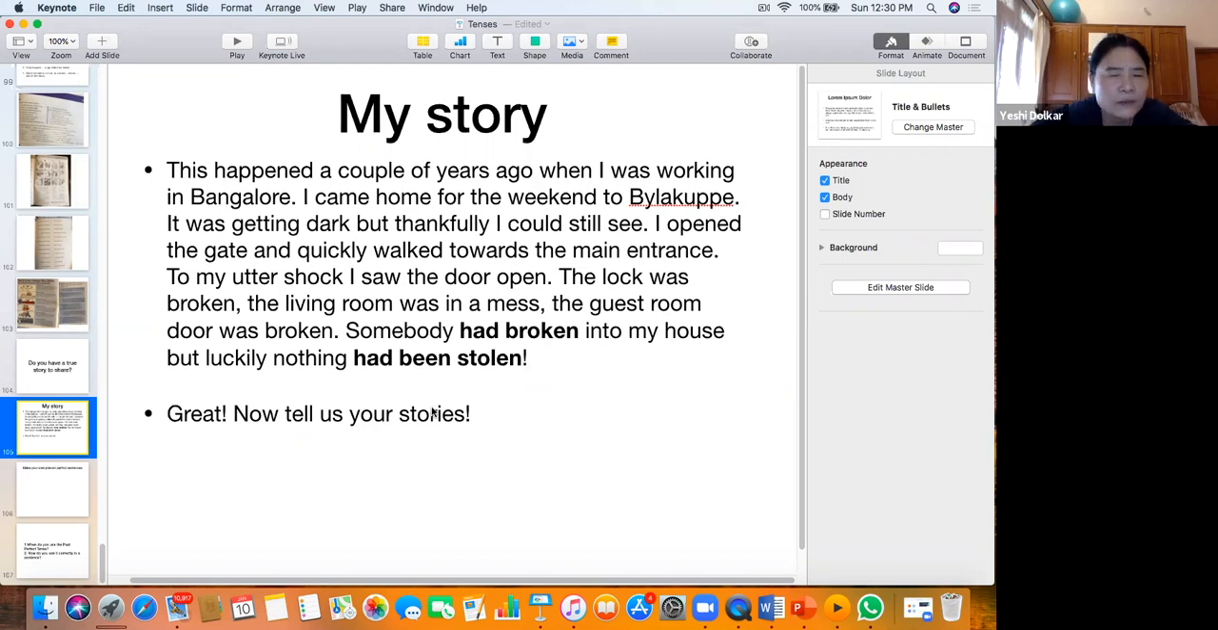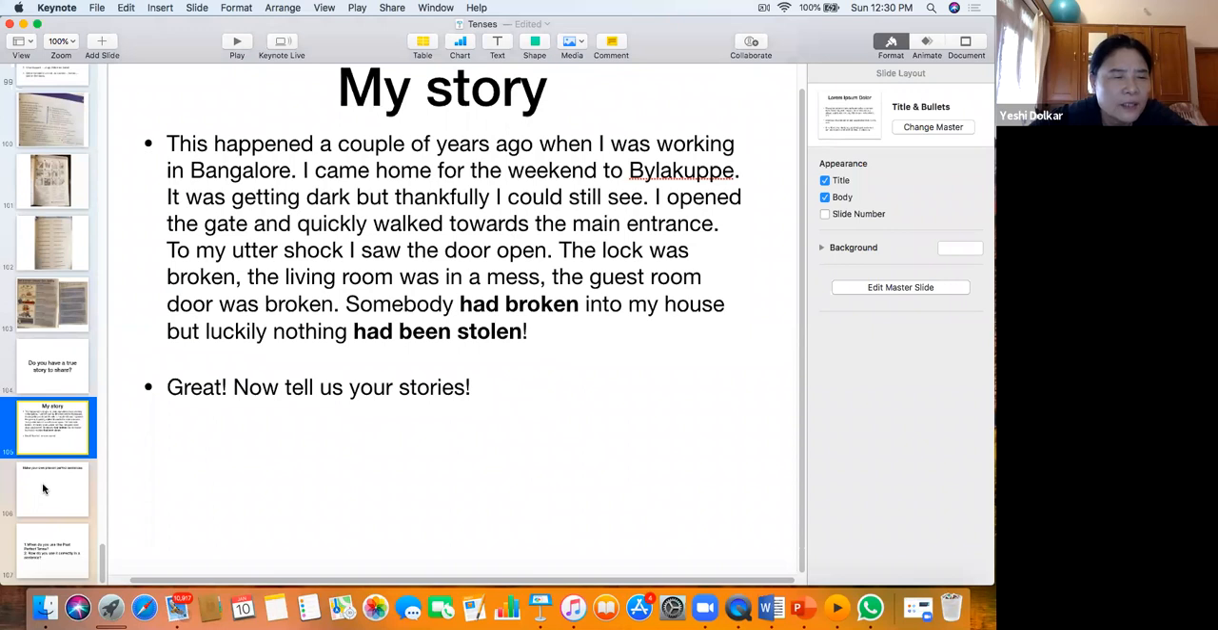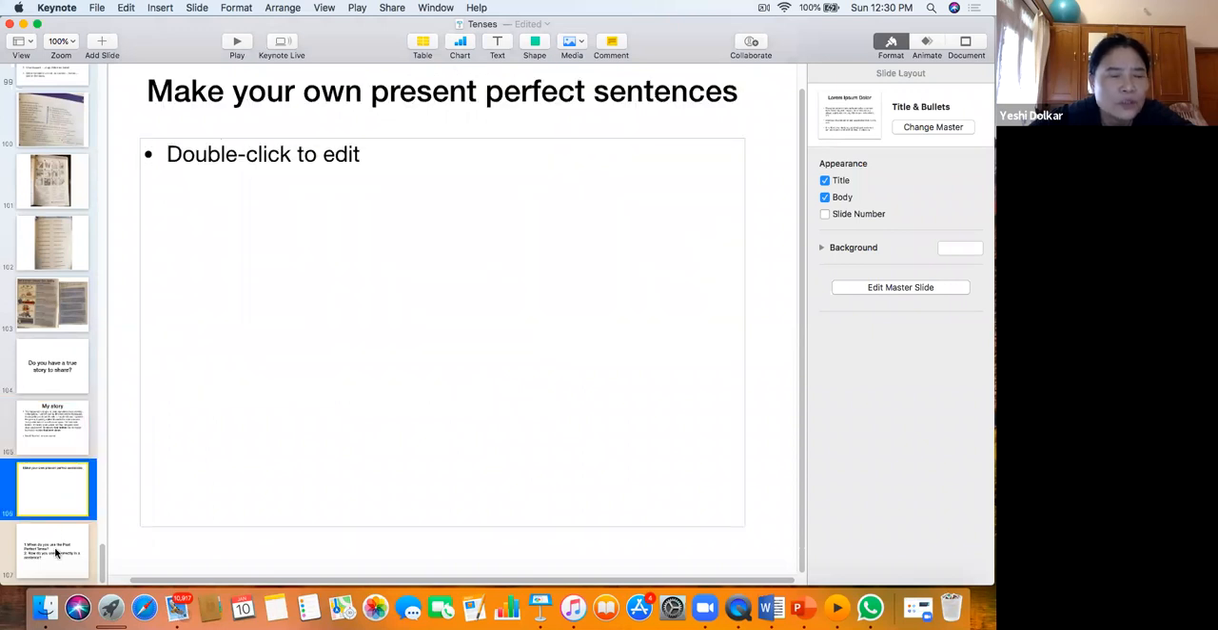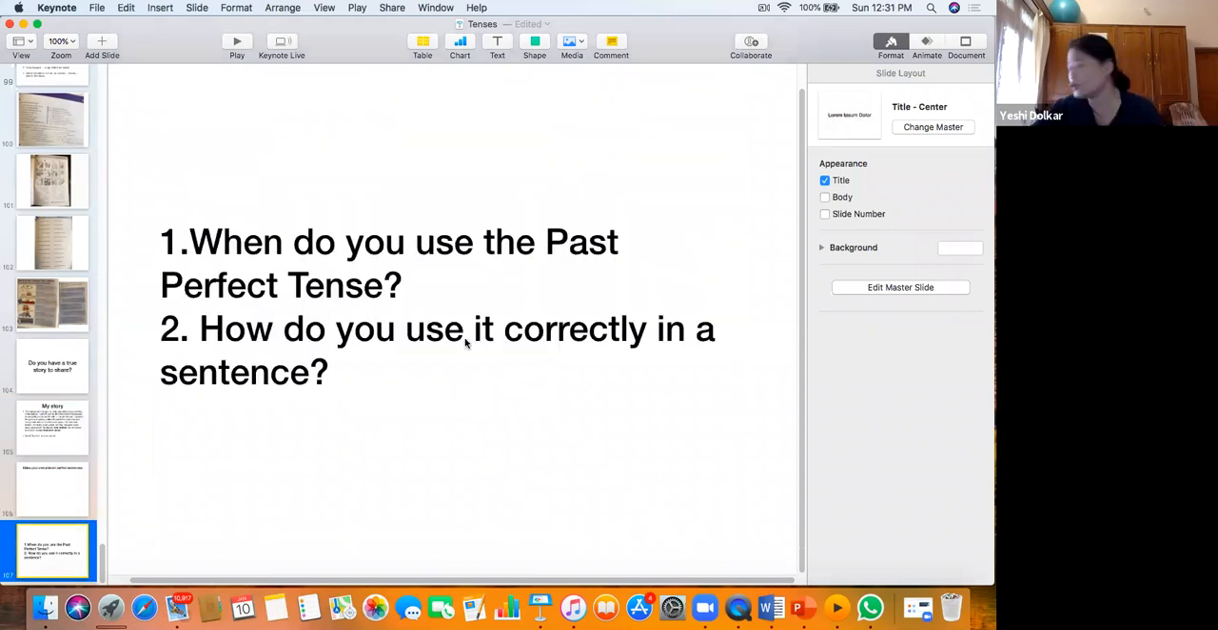Does anybody have a true story to tell? Okay, so we don't have time now. So now it should be clear, or you should be able to answer these two questions. When do you use the past perfect tense?